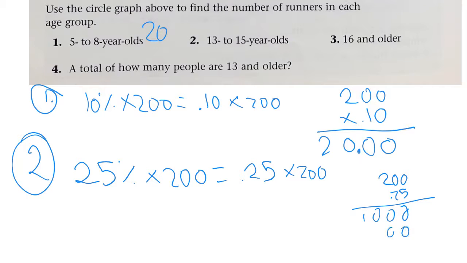0, 0, 10, 0, 0, 4, add it up. 0, 0, 50, 2 decimal places, 2 decimal places. So for number 2, we have 50 of them. So that's how we can figure out information from our circle graph.